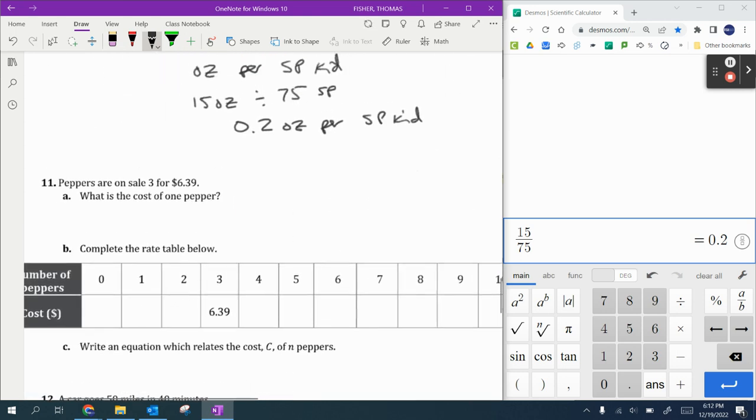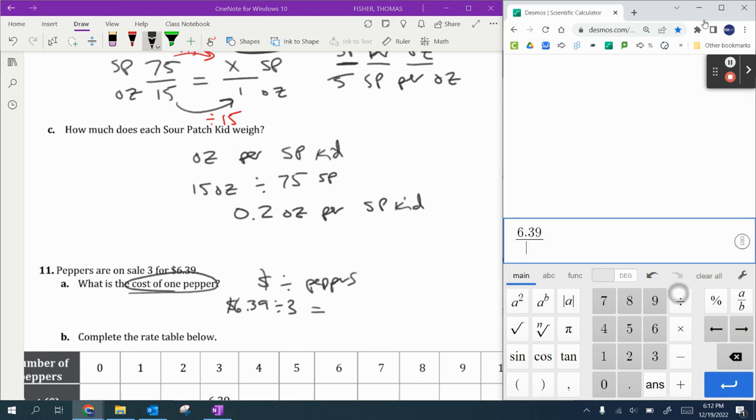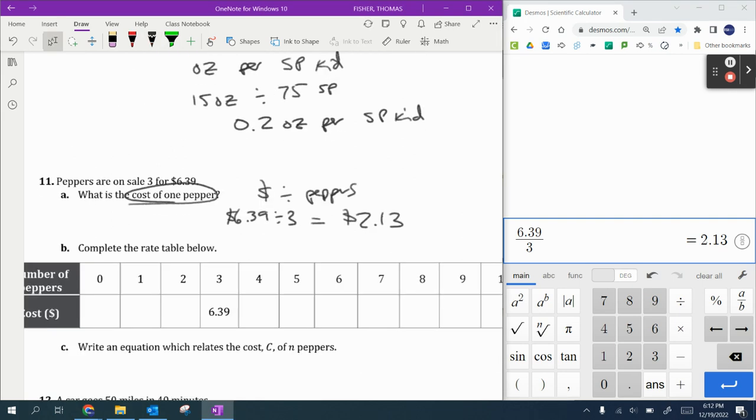It doesn't matter. For this one, if it's cost of one pepper, you do cost divided by the number of peppers. So 639 divided by 3 would be the cost of one. If you ever want to find the cost of something individually, you always do the cost divided by how many. So 213 for 1.